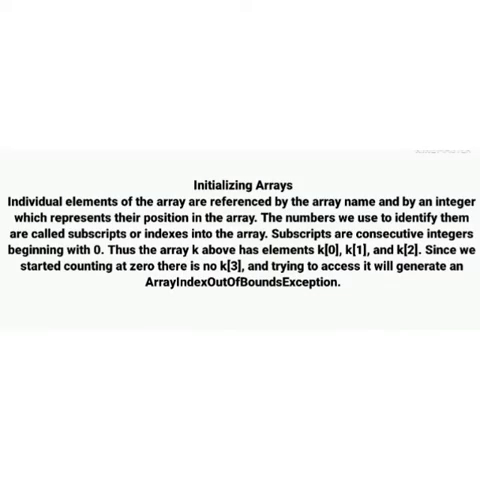Next one is the initialization of an array. Individual elements of the array are identified by the array name and an integer which represents their position in the array. The numbers we use to identify them are called subscripts or indexes. Subscripts are consecutive numbers beginning with 0. Thus the array k has the elements k[0], k[1], k[2]. Since we start counting at 0, there is no k[3], and trying to access it will generate an ArrayIndexOutOfBoundsException.